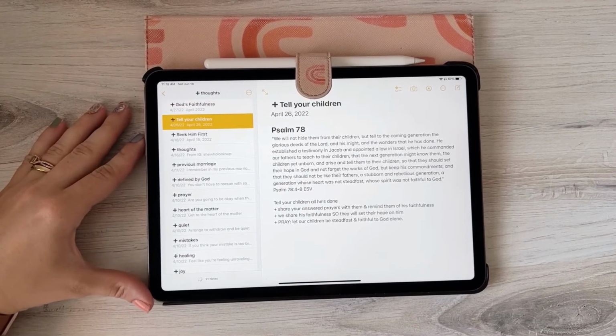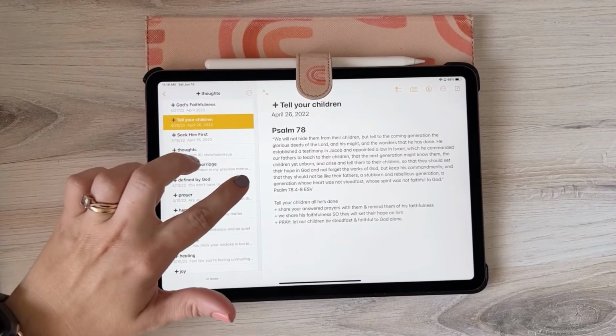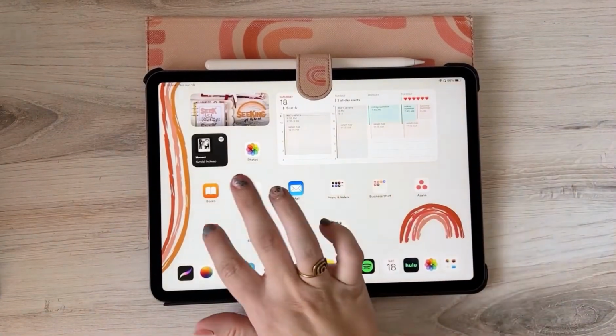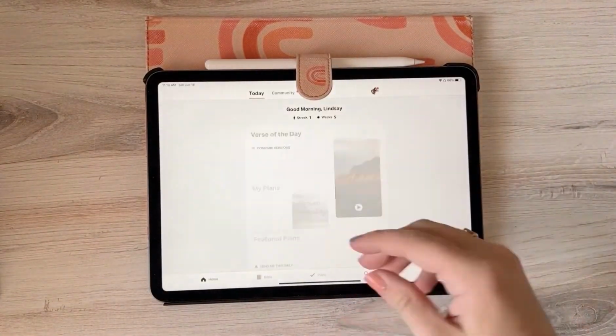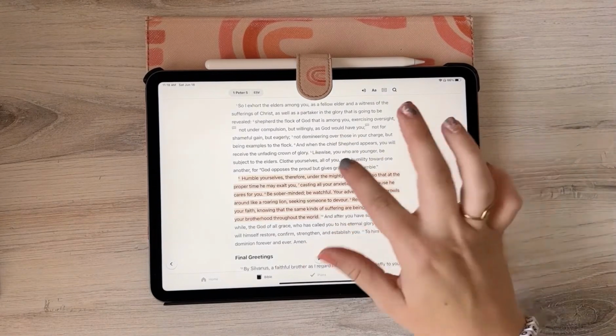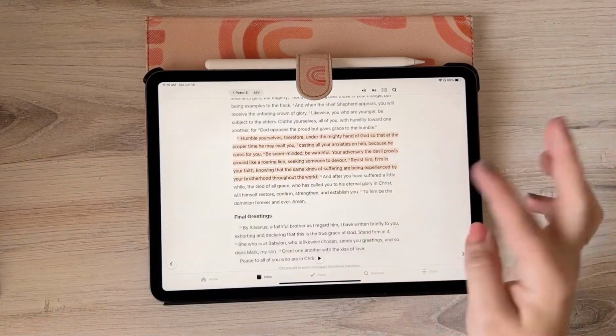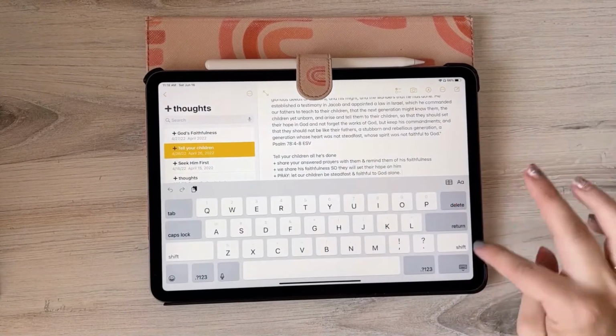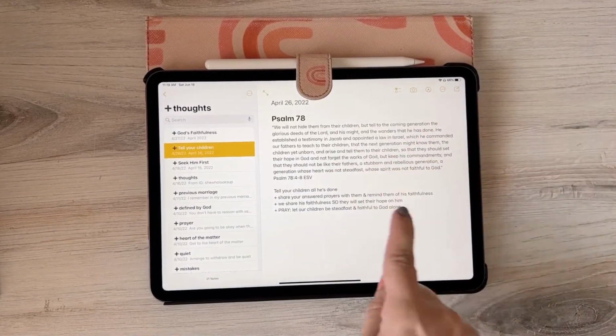So this one was about Psalm 78. I just typed up the whole verse. It's very easy. Because I use the Bible app, whatever the verse is, I just clicked on it and pushed copy. And then I came to my notes and I pasted it, right? So I had the verse here.